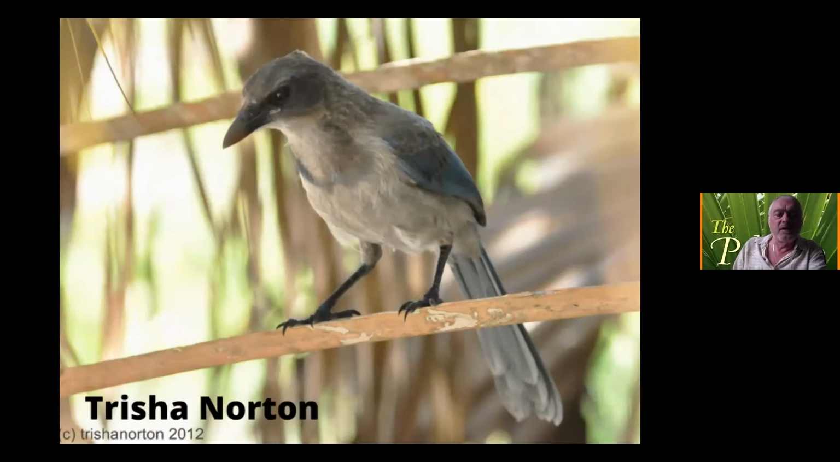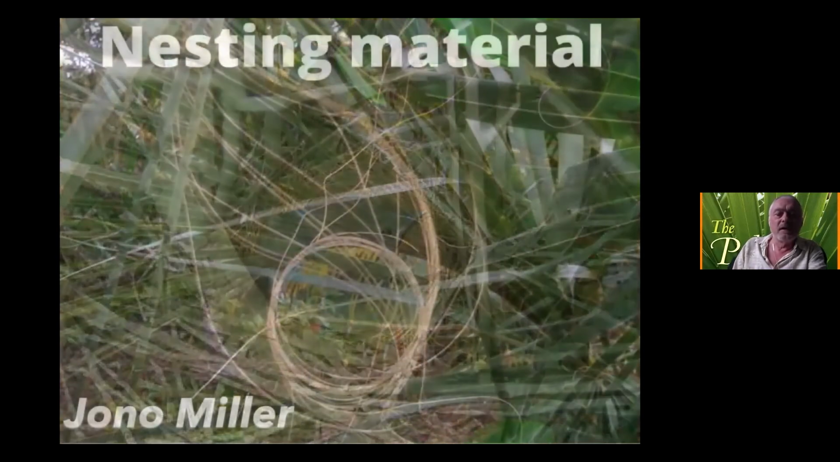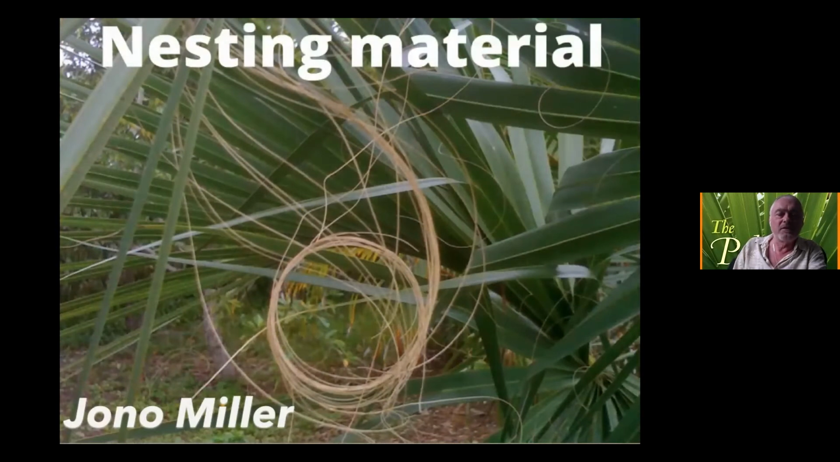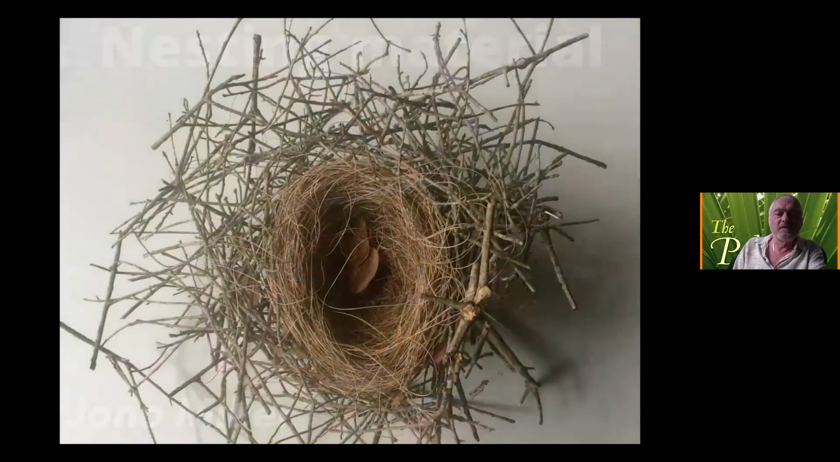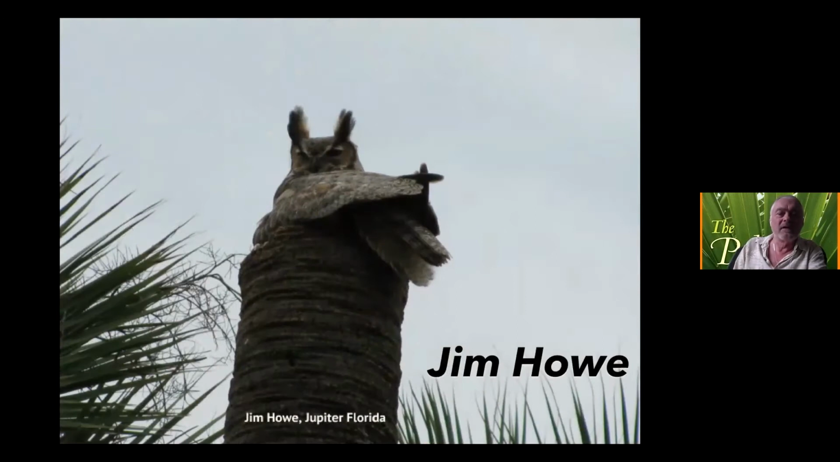Scrub jays use the fibers from the palm to line their nest. And there you can see two nestlings. And those are the fibers that occur in between the leaf segments. And this is what the nest looks like. So you can imagine how pokey and spiny the nest would be without that lining. There's a great horned owl hanging out on one.